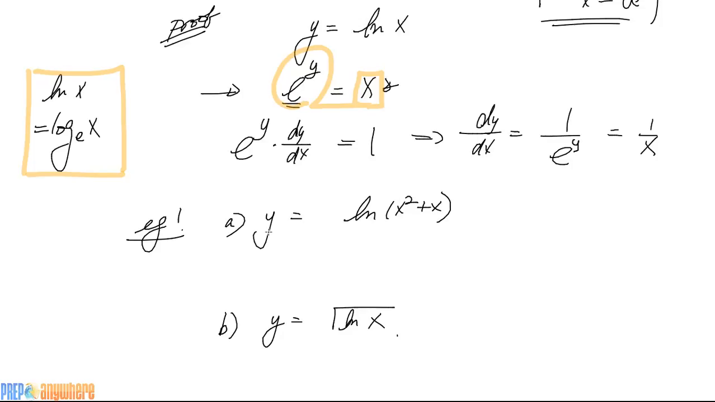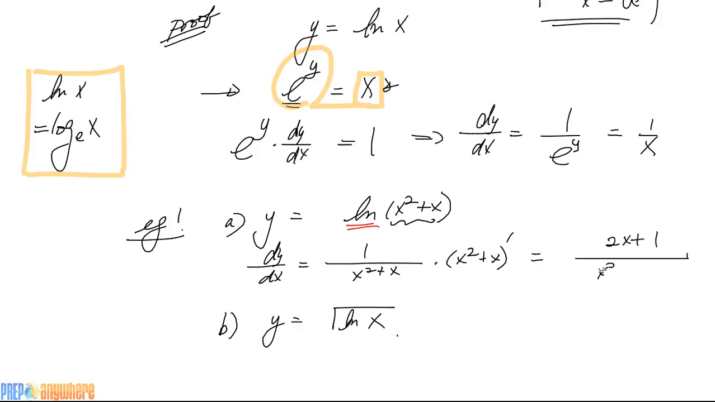So the first function on part A is this ln. You have to take care of that. And it's 1 over whatever's inside of the ln. So it's 1 over x squared plus x. And you have to chain that by the derivative of x squared plus x. So you get 2x plus 1 over x squared plus x. That's the derivative.